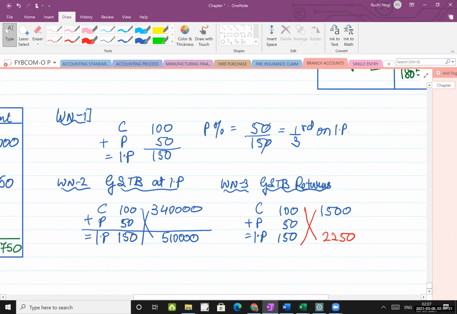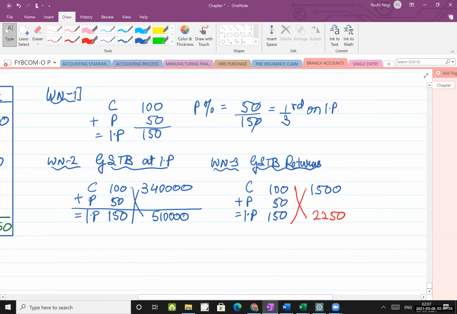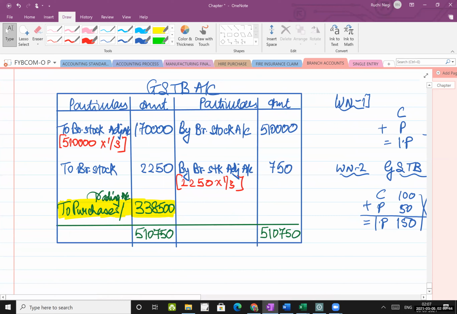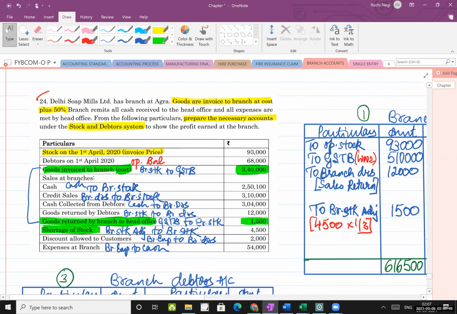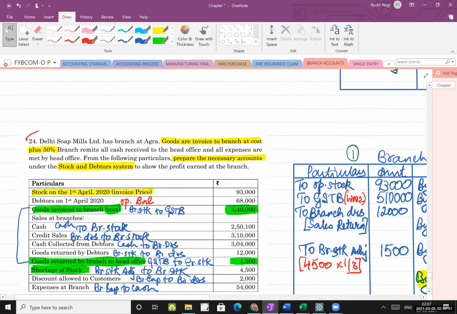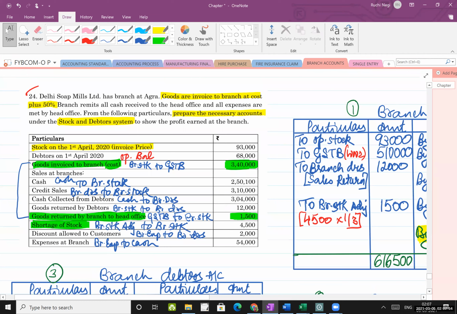We converted it into IP first. See, हमने इसको कन्वर्ट किया 5,10,000 पे और इसको कन्वर्ट किया 2250 पे और फिर हमने उसकी लोडिंग निकाली. That is what we did. So this is how you have to solve this. और इधर शॉर्टेज दिया था तो शॉर्टेज was at IP obviously, so we calculated the loading also for the shortage.